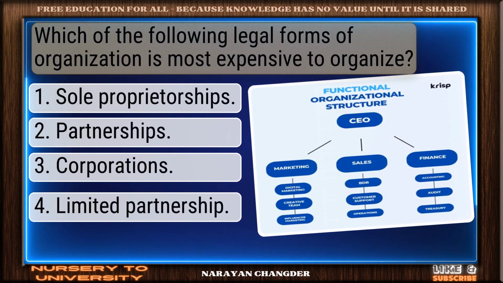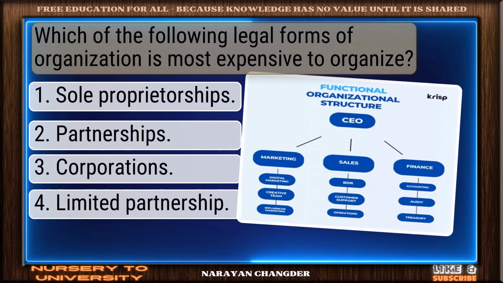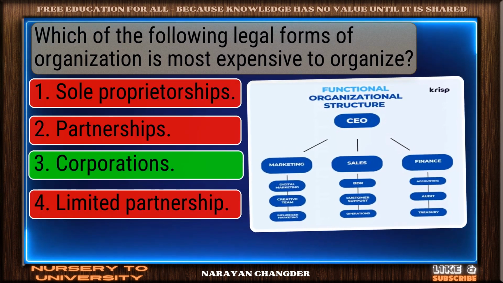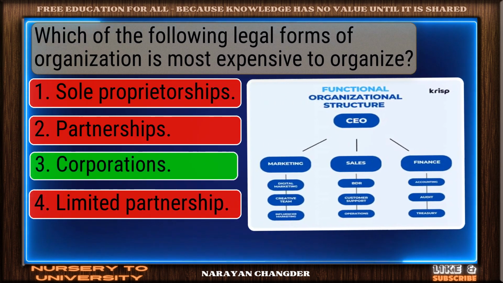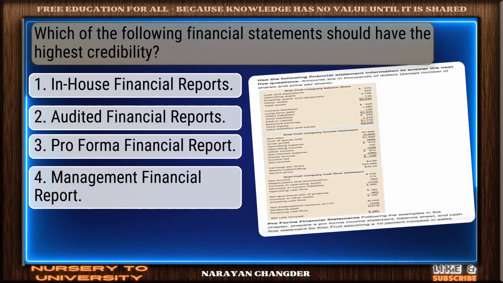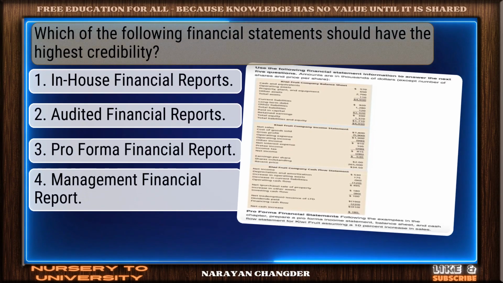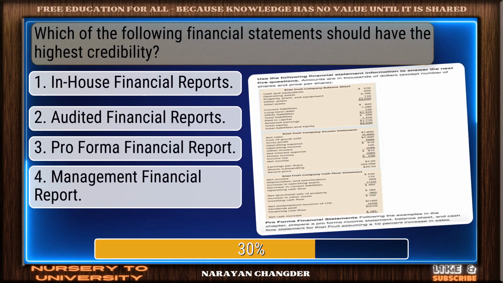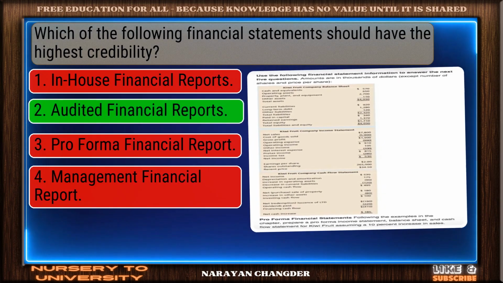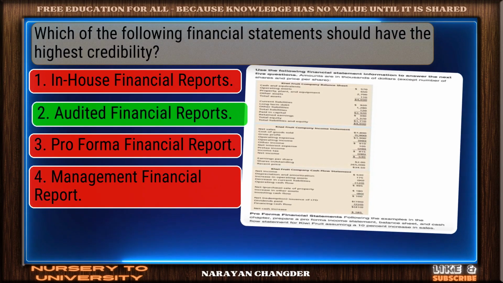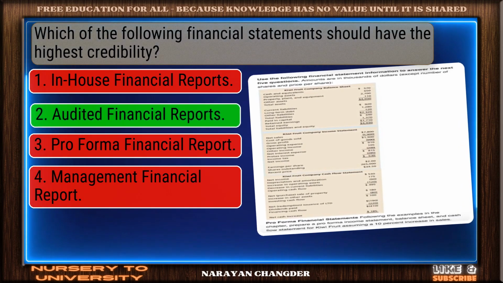Which of the following legal forms of organization is most expensive to organize? Correct response. Corporations is the most accurate answer. Which of the following financial statements should have the highest credibility? Exactly. Audited financial reports make sense, and it is the right choice.